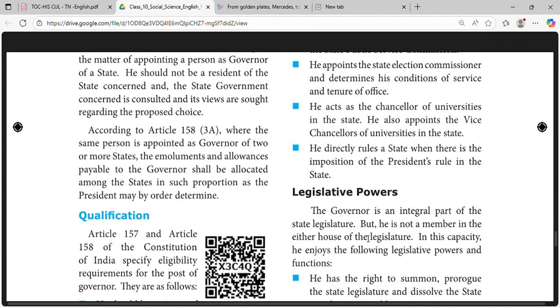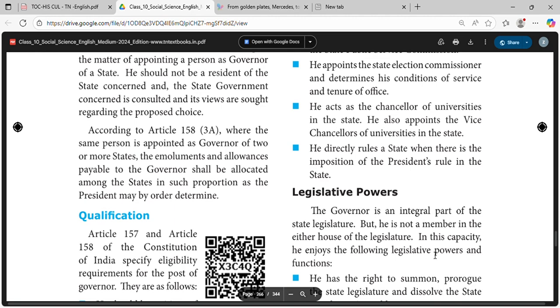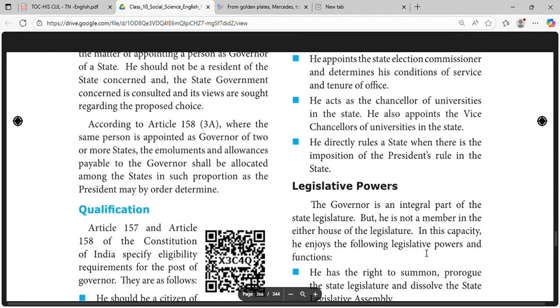The governor is an integral part of the state legislature, but is not a member of either house of the legislature. In this capacity, he enjoys the following legislative powers and functions.